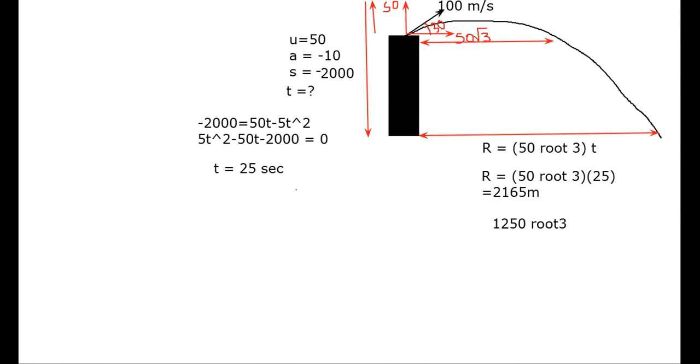Yeah, Varun, even that answer is acceptable. Yes, Anjali, even that's correct. So near to answer is 2165, near to answer. So it was just a created question, so there is no perfect answer for it. The values were just assumed.